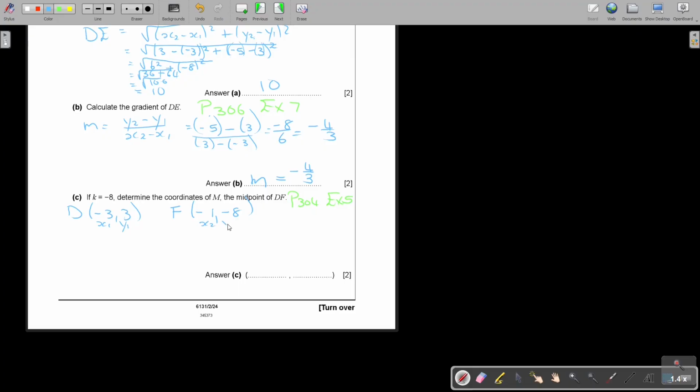Okay, now I always like numbering it: x1, y1, x2, y2. So to get M it is always x1 plus x2 over 2, y1 plus y2 over 2, and that's -3 minus 1 over 2, and then 3 minus 8 over 2, and that's going to be -2 and -2.5. And fill it in here, -2 and -2.5. Let's go to the exam report.